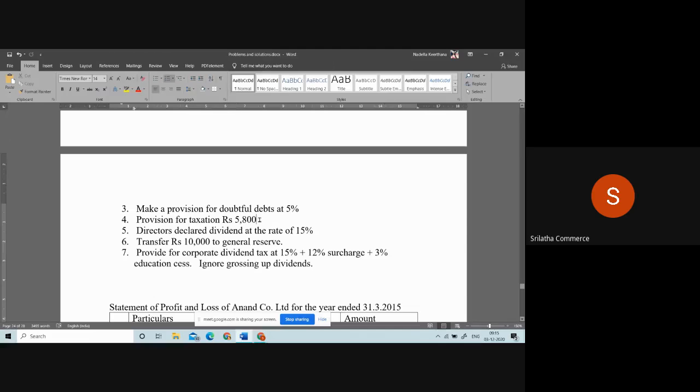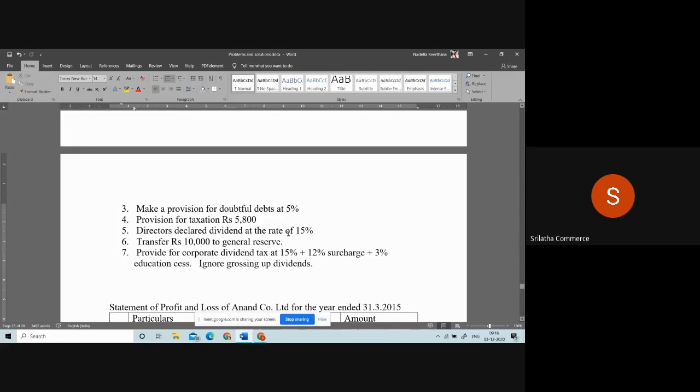Next, provision for taxation. Provision for taxation is to be deducted from profit in the statement of profit and loss itself, where we show profit before tax minus tax. So there you take this 5,800, and the next effect is that you show it in the balance sheet under current liabilities, under the subheading short-term provisions.